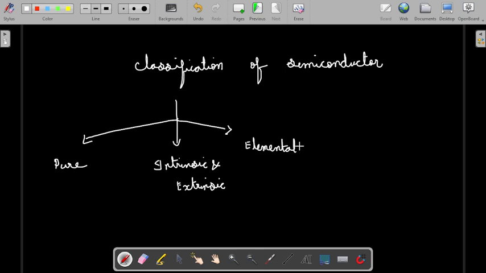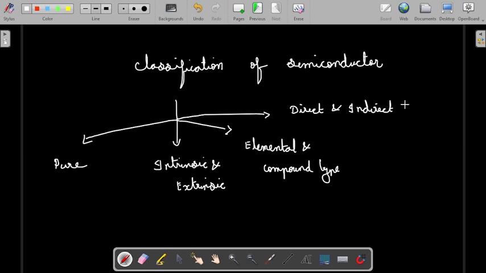We are going to discuss everything in detail: elemental and compound type. Then another thing is direct and indirect band gap semiconductors. This is an important thing. Okay, so this is the entire classification of semiconductors, and we will be discussing everything in detail.